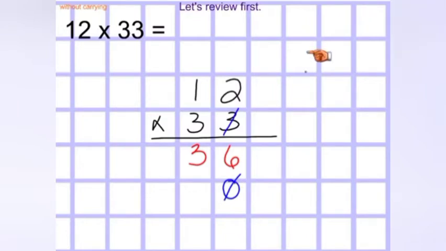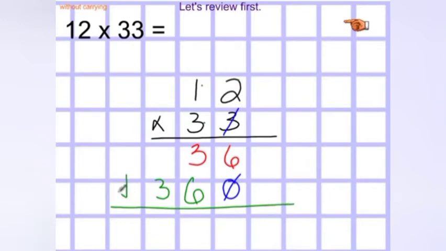Now on your own, I would like you to take that 3 and multiply it times the 12. Please pause the video. When you're ready, push play. Okay, now we're going to take that 3 in the tens place, multiply it times the 2 in the ones place. 3 times 2 is 6, and 3 times 1 is 3.